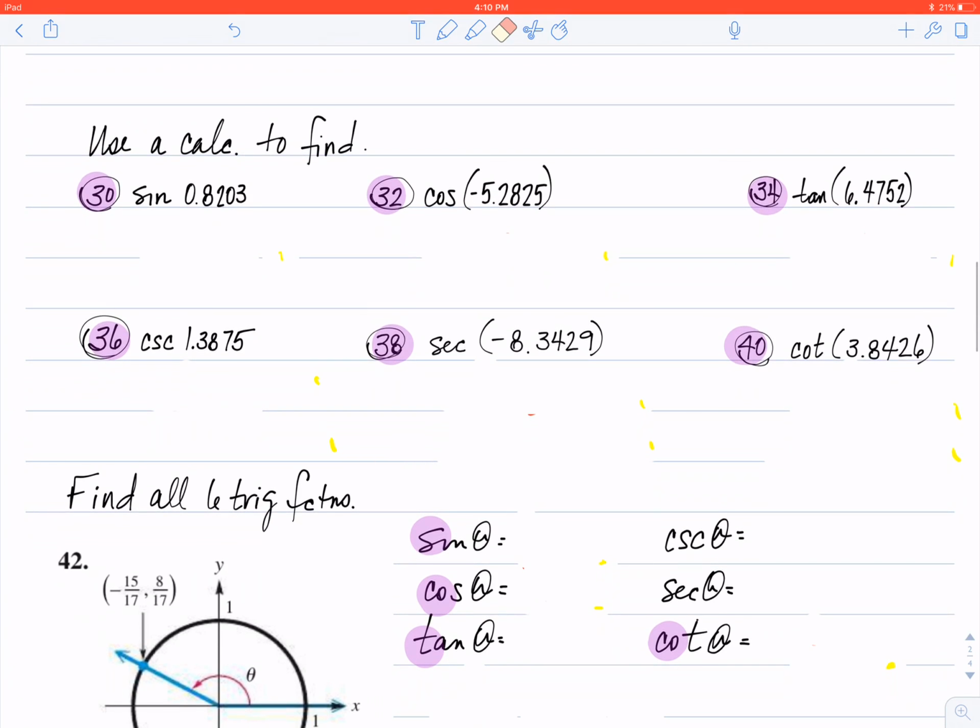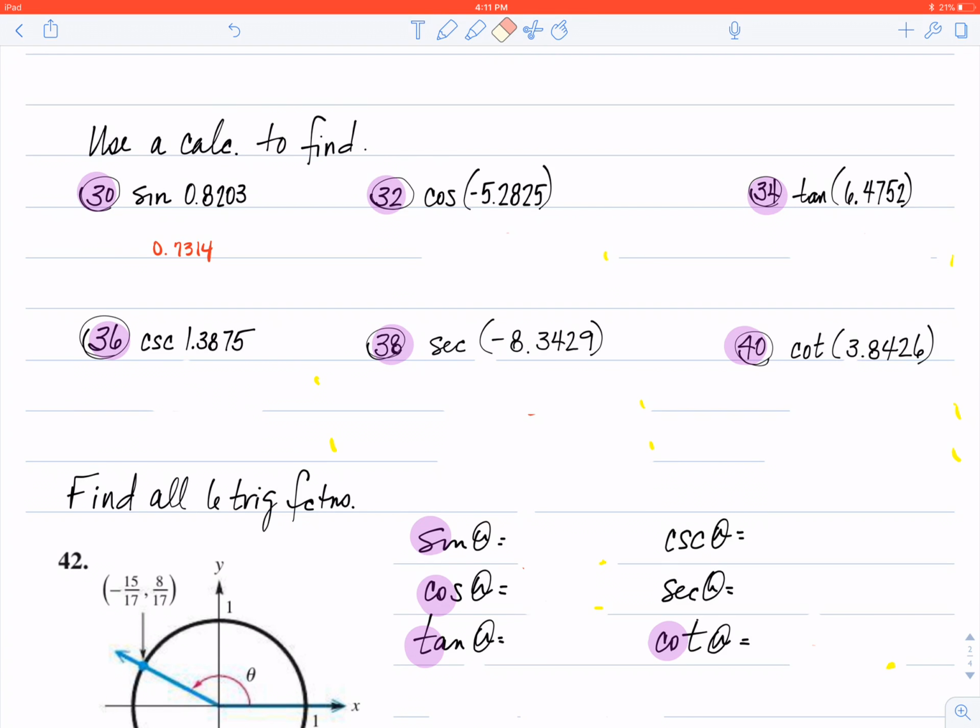All right, now it's time to pull out your calculator and make sure that you're typing this into your calculator. You'll need to pause because I'm going to keep on moving. Pause, type it into your calculator, make sure you get the same thing I do. The first 3 are really easy. You simply type in exactly what you see. So for number 30, sine of 0.8203, I type that into my calculator and I'm going to get 0.7314.